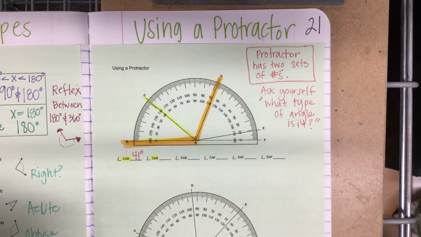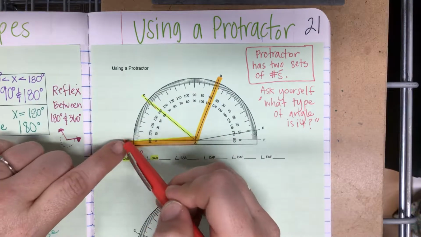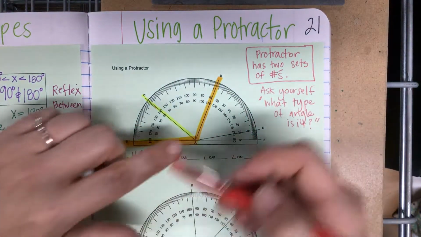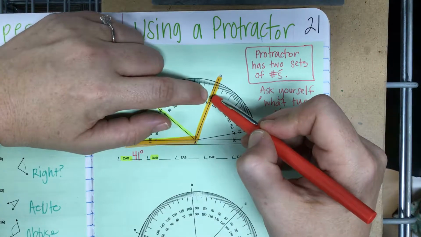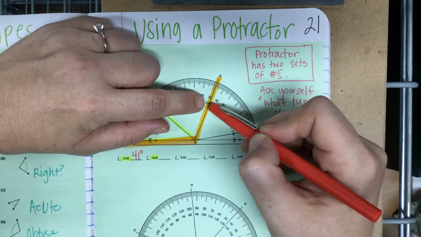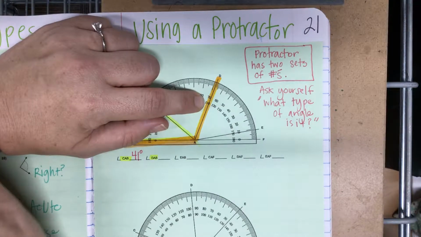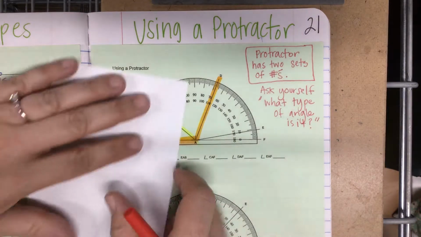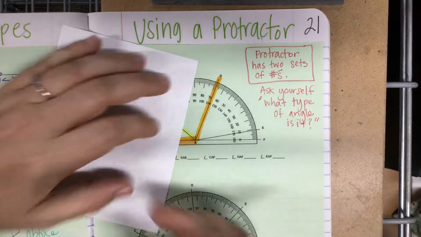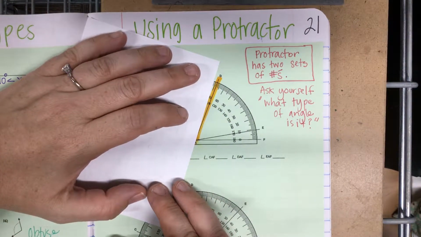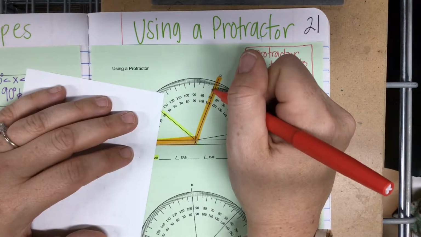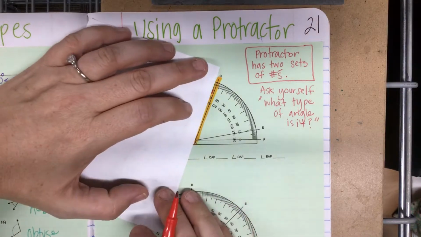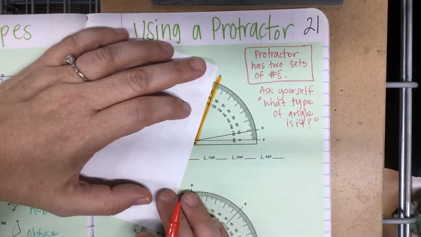So if I look, the angle starts at 0. And if I go up, am I going to work off of the 70 number or am I going to work off of the 110 number? I'm going to work off of the 110 because it's obtuse. And if you look, 110 is right here. The long line is your tens number. So it's not 110. What is it?